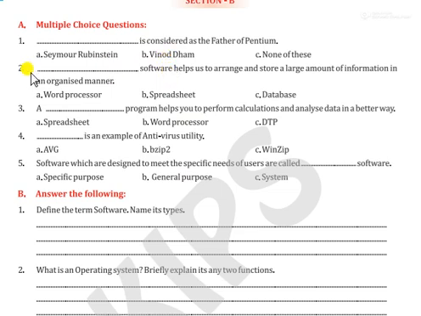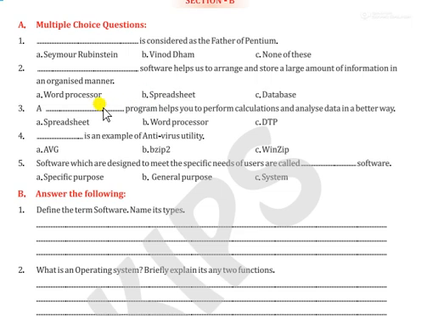Now let's move to the next one. Dash software helps us to arrange and store a large amount of information in an organized manner. Organized manner means when we need to keep the data in a proper manner in the form of records. So that is database. Database software helps us to arrange data in an organized manner. So your answer number 2 is option C, database.